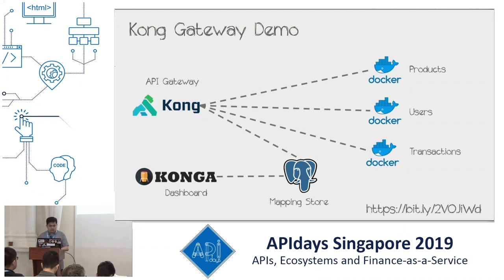I have several containers running locally. So if you check, Kong is aggregating, oops.